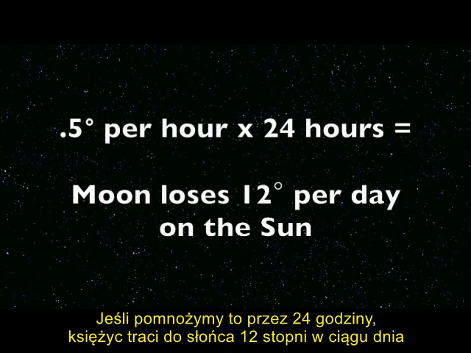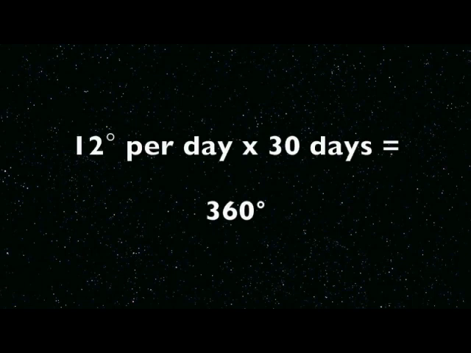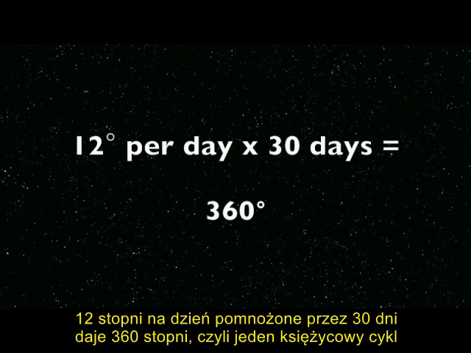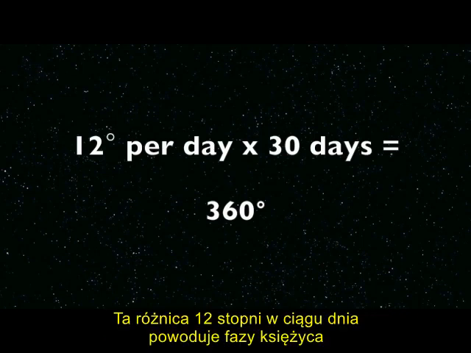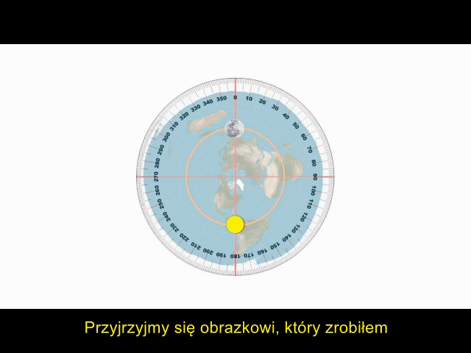So if you calculate that for 24 hours in one day, that means the moon loses 12 degrees on the sun per day. 12 degrees per day times 30 days, which is roughly one lunar cycle, that gives you your 360 degrees. It's this 12-degree loss per day that causes the phases of the moon. So let's start off by taking a look at this image I've created.